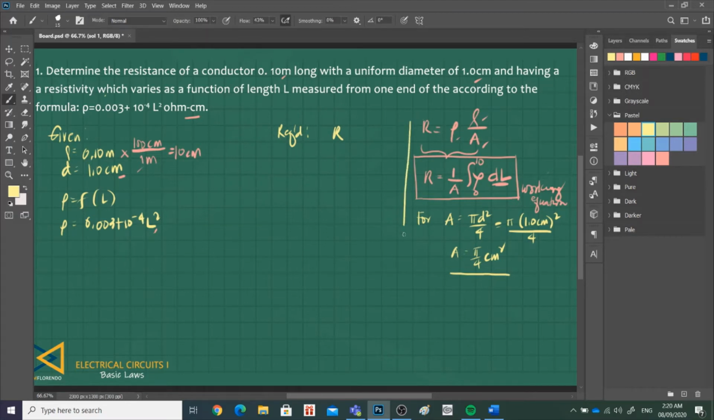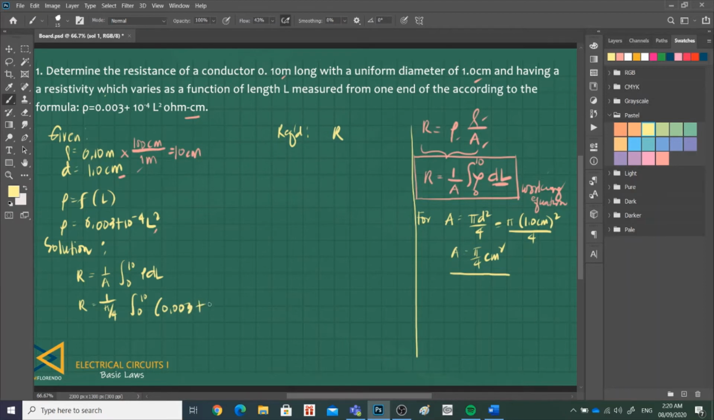Ito yung, dito na lang tayo mag-start yung ating solution. Ito yung derivation ng formula natin. Okay. So, R is equal to 1 over A from 0 to 10 of rho dL. Okay, so R, substitute 1 over pi over 4 from 0 to 10. Ang rho natin is 0.003 plus 10 raised to negative 4 L raised to 2 dL. And then integrate natin. Simplify natin yung 1 over pi over 4.